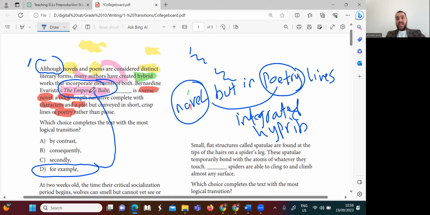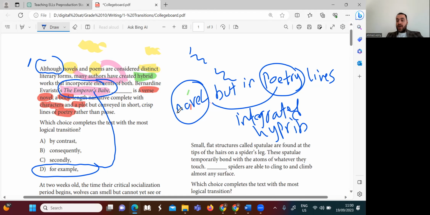95%. If you see a proper noun, a title, italicized like that, it can be "for example" and "for instance." So here, hybrid has novel and poem, and yes, it's a novel in poetry form, in poetry lines. This is the meaning of integration. This is the hybrid. They are not different now. They are mingled and integrated. And this is an example of how they integrated the elements of both poetry and novel.